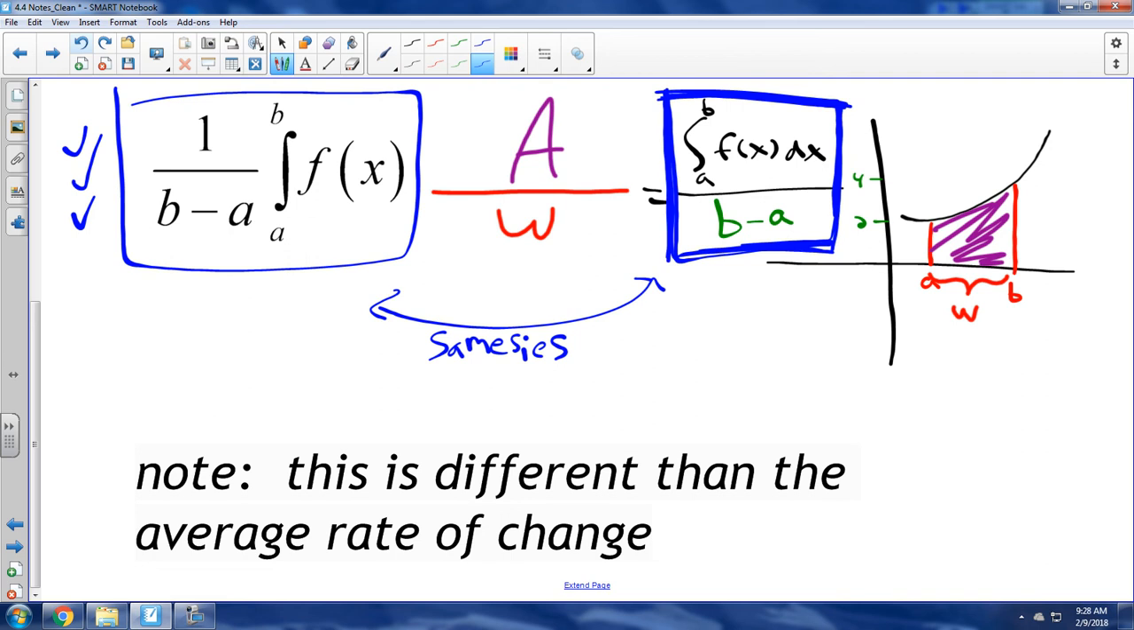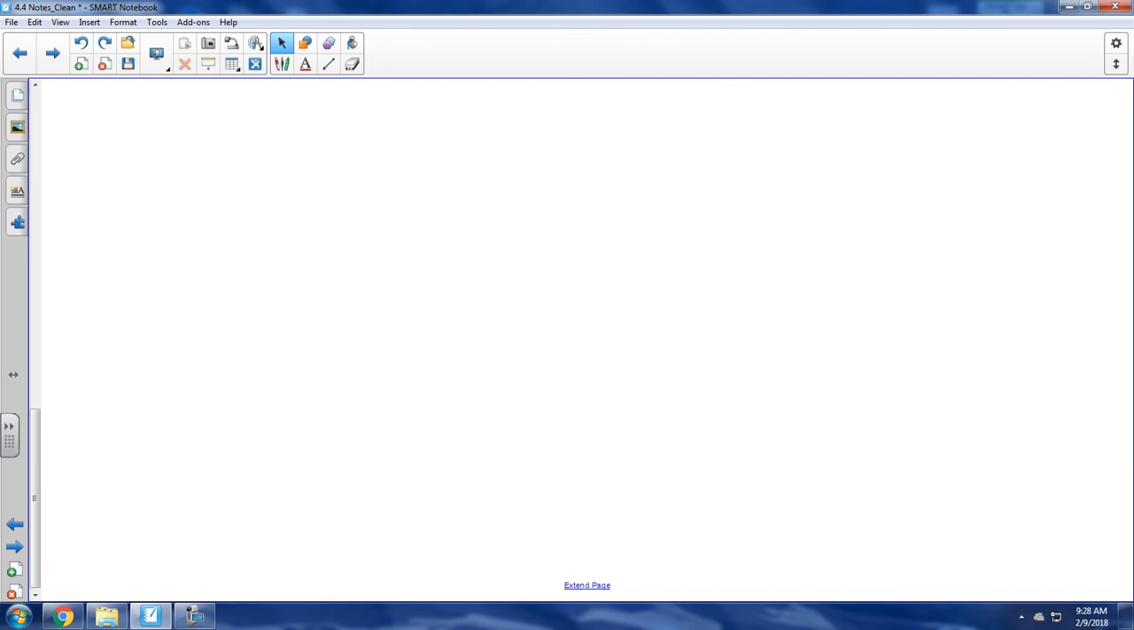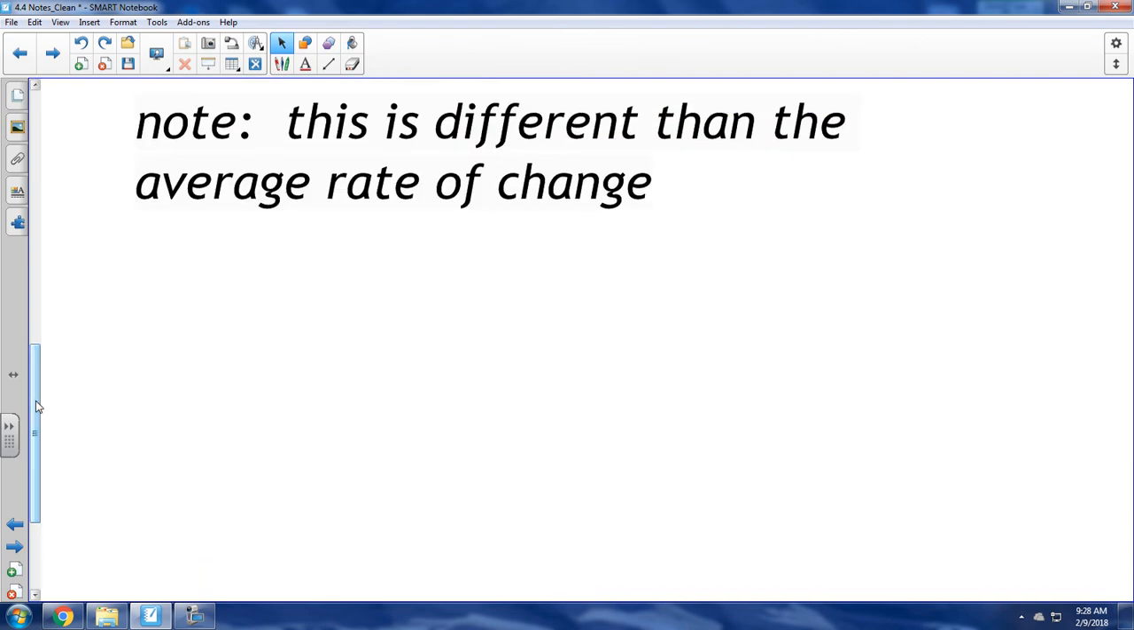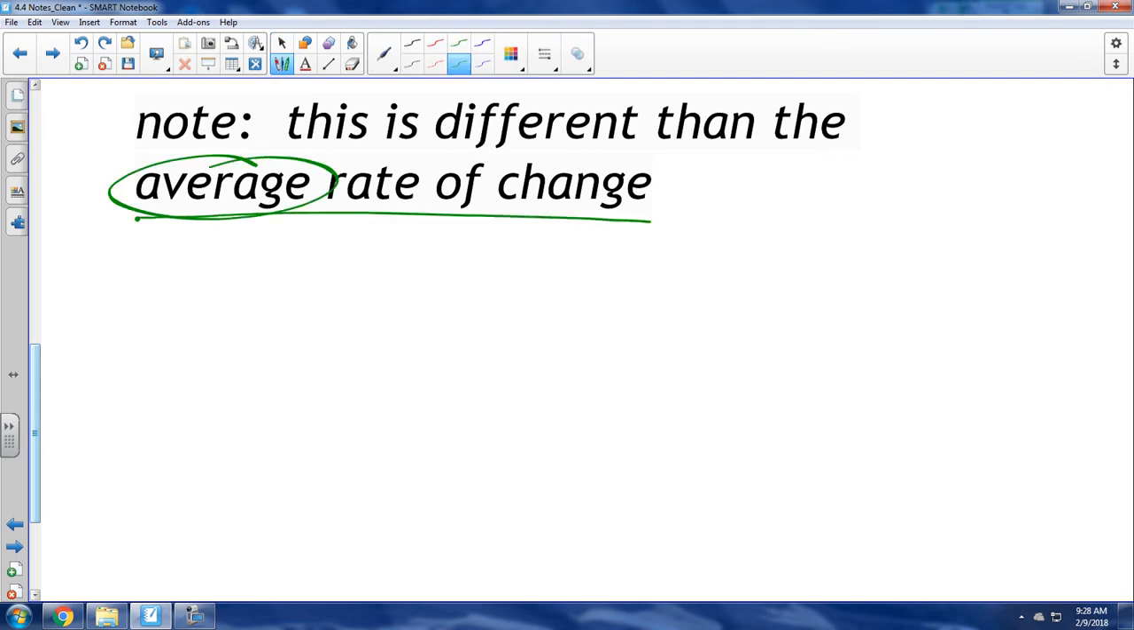So remember, if you're looking at a graph, we're trying to find the average height for that interval, over that spot. And this is different than average rate of change, but they are connected in a way. I don't want to make it too intense, so I'm not going to talk about how they're connected, but they are connected. But it's different than average rate of change. So watch out for this word average. Okay, let's do an example.